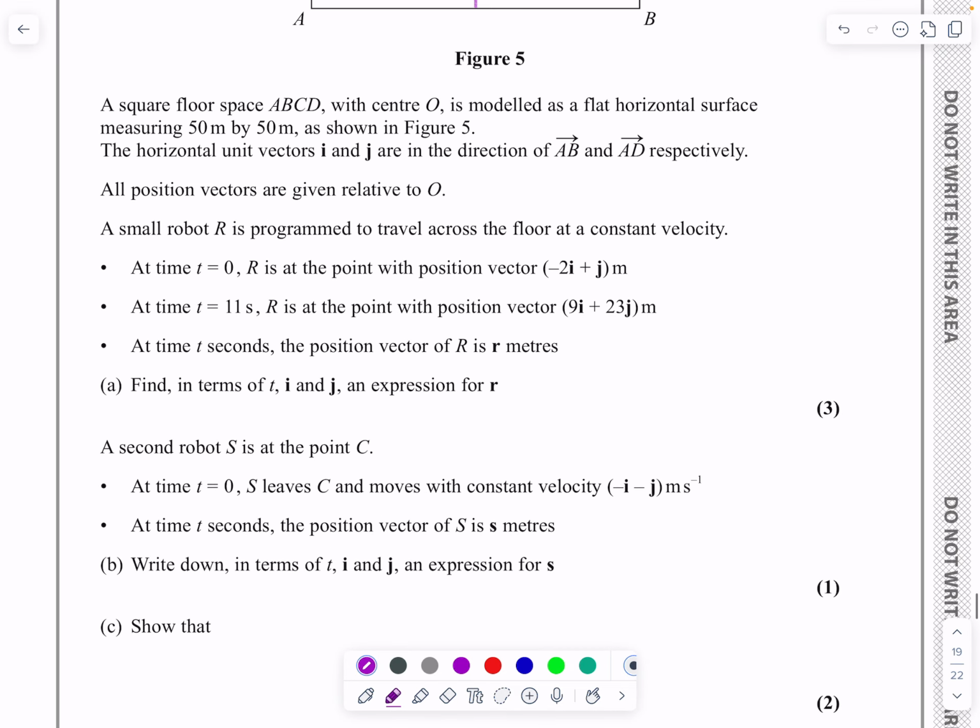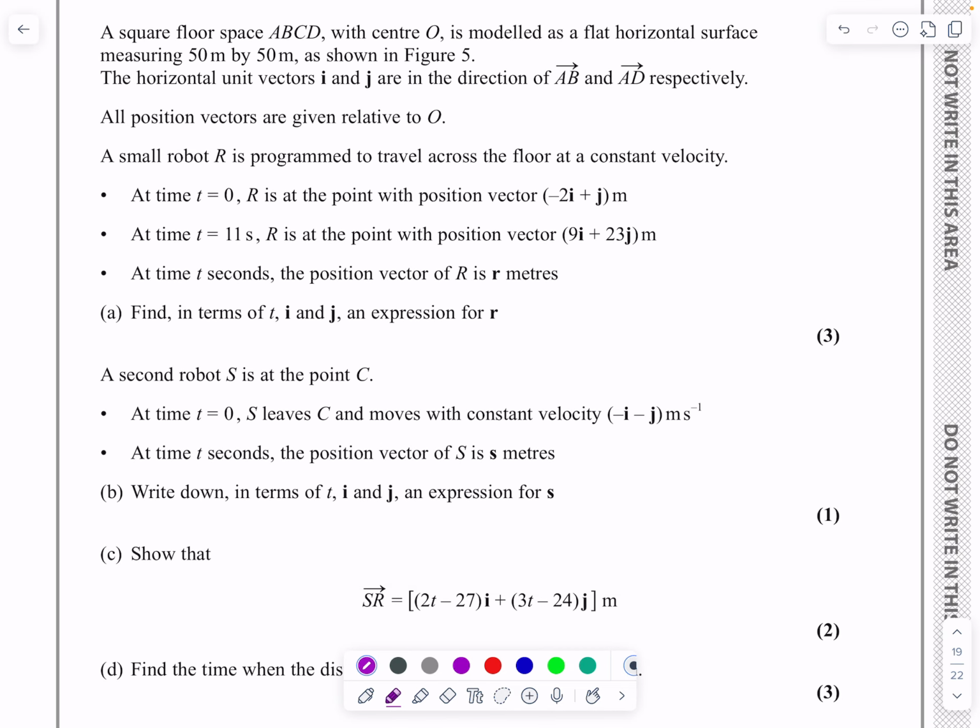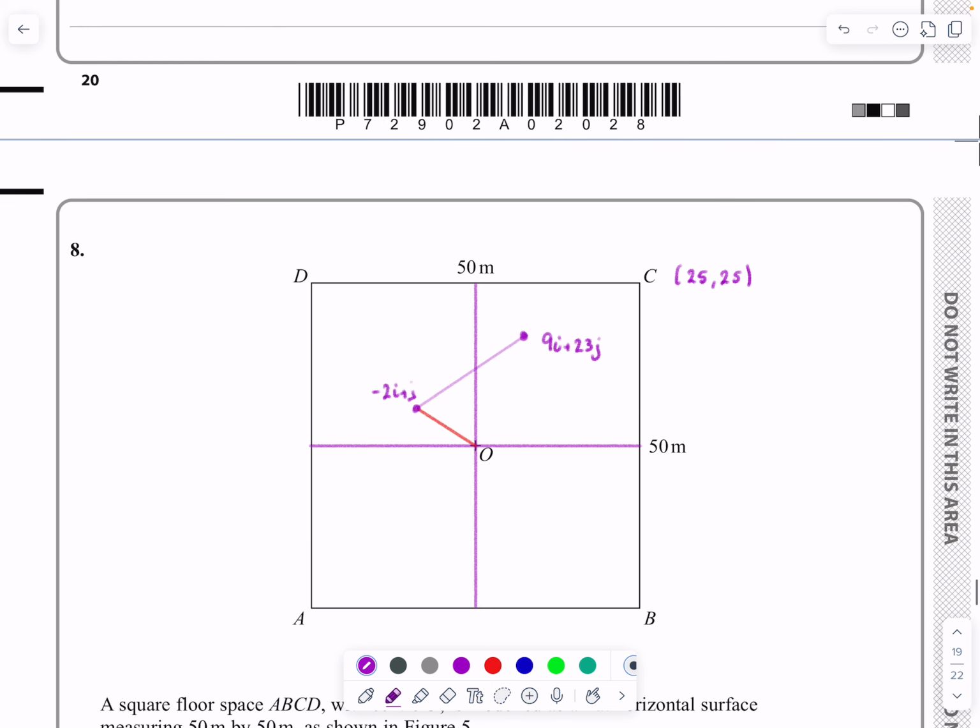Part B, what does it say? So we've got a second robot, S, which is at the point C. Yes, I've said that already. C, it's starting off here, and it's actually moving with minus i minus j. This one would be moving in that direction there.